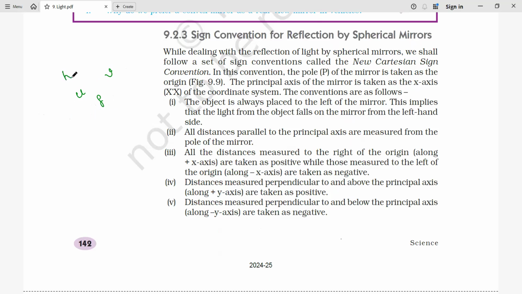Object height is h, image height is h dash. So when are these parameters going to be positive or negative? Another is the radius of curvature. That also we are going to see here with the help of sign convention.